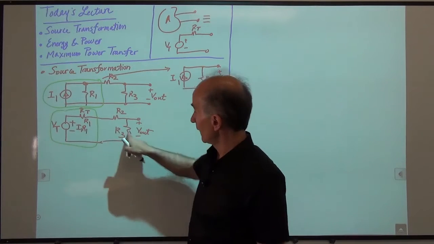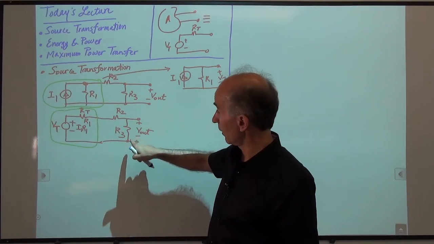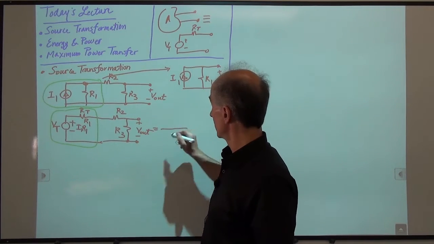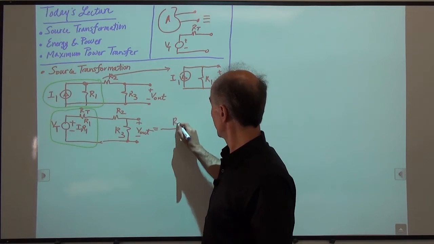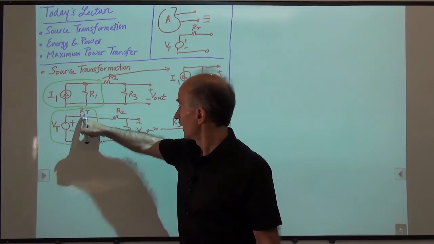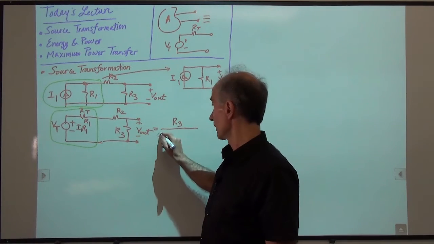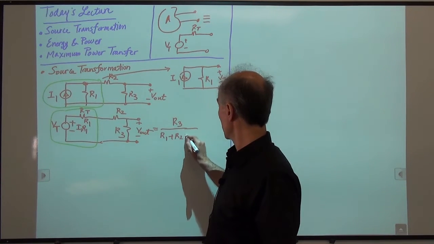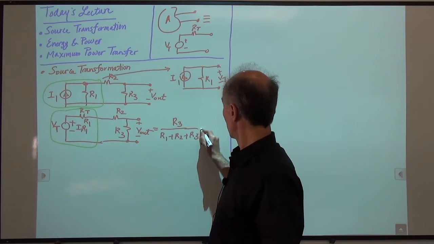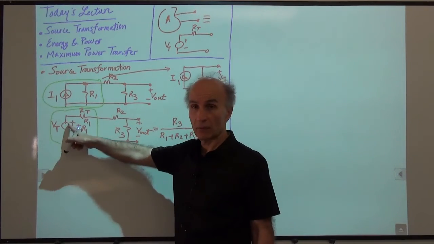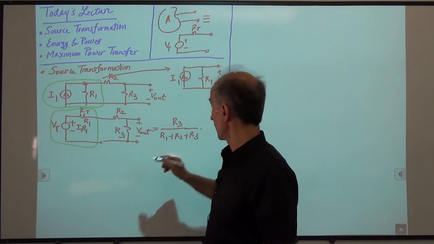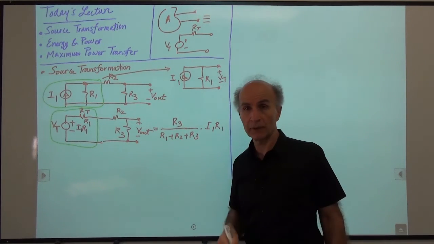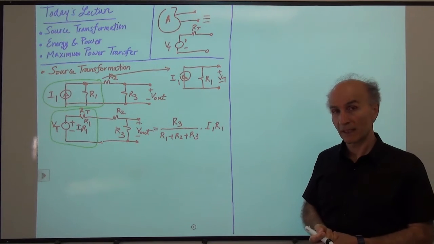So, can I find Vout here? Yes, it's pretty easy, right? Because now I have a voltage divider. So I can say Vout is equal to this resistance, R3, divided by the sum of these three resistances. So that would be RT, which is R1, plus R2, plus R3, multiplied by this voltage, right? It's a voltage divider. How much is this voltage? I1 R1. So we found the output voltage with minimal effort in this case.